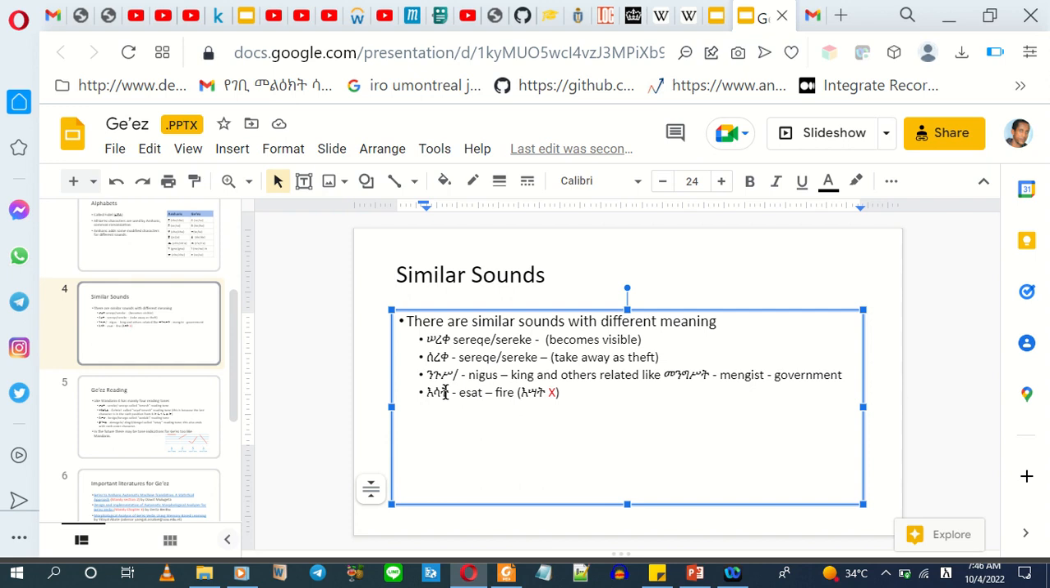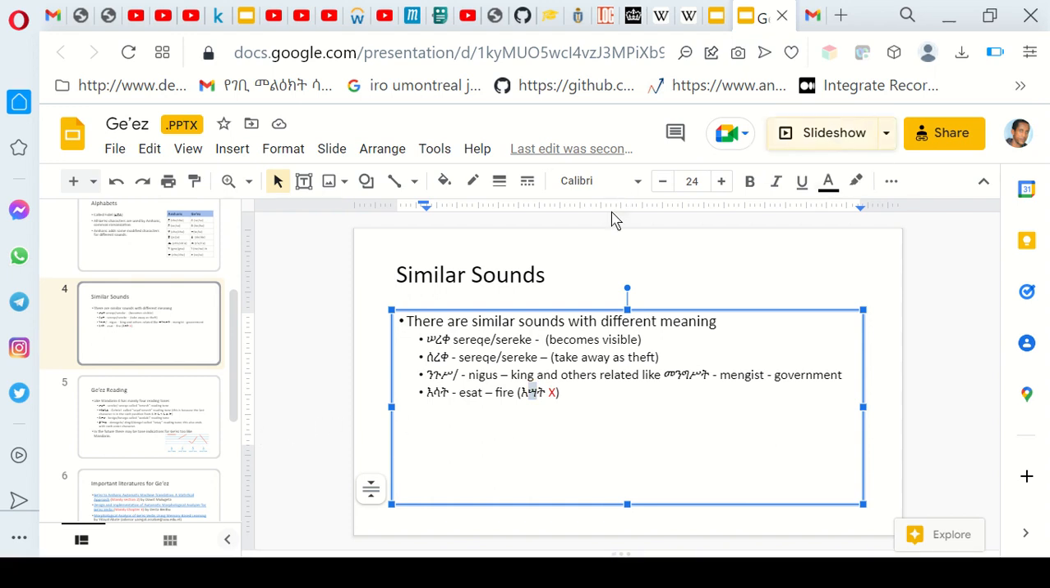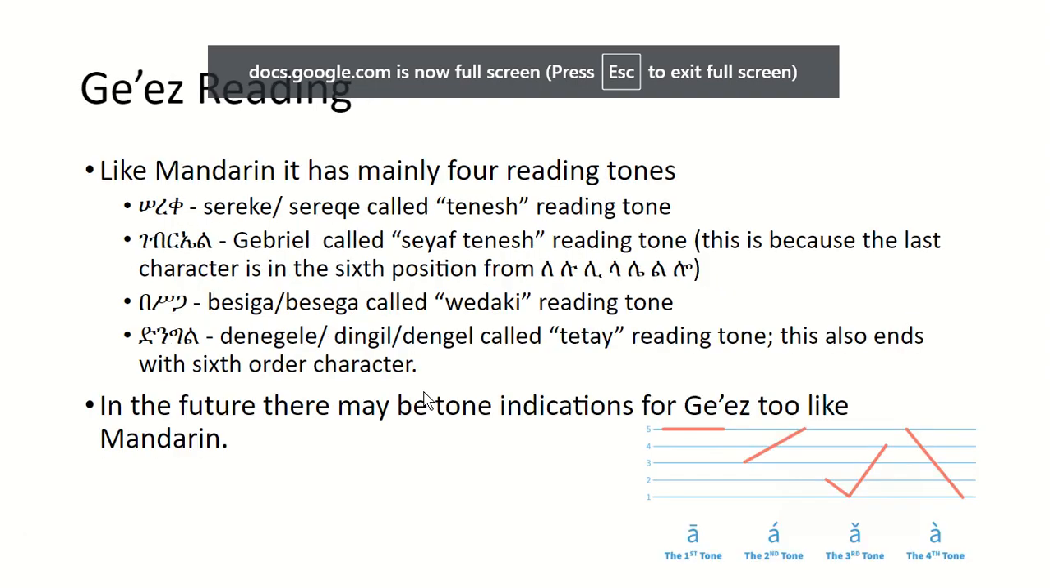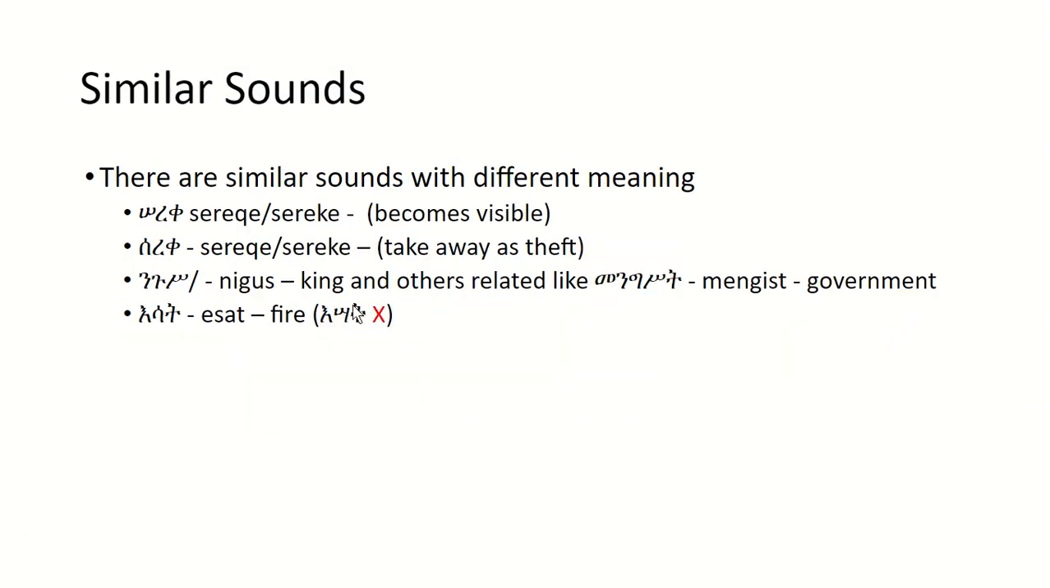And also Esat means fire. So it should be written with this character, not this one. These also have the same sound. We can pronounce it similarly, esat to mean fire, but we have to write with this one, not this one, even if they have the same sound. This is one case for Ge'ez, and actually there are many words. This is for a demonstration example.